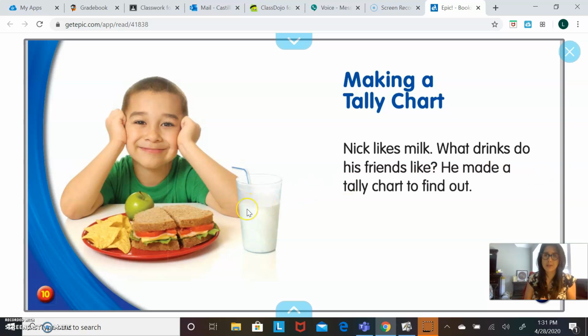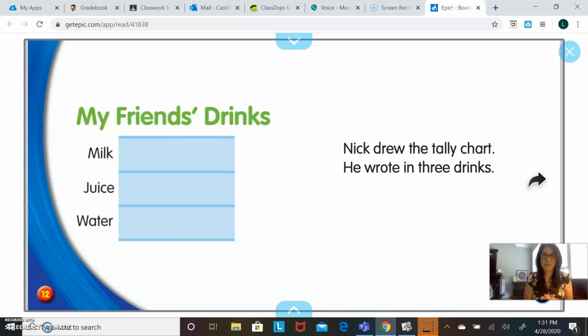Nick likes milk. What drinks do his friends like? He made a tally chart to find out. So, Nick drew the tally chart. You notice he titled it My Friend's Drink. So remember, a tally chart has a title. And then he wrote in 3 drinks. He's just going to find out which of these 3 his friends like. He selected milk, juice, water. Okay.